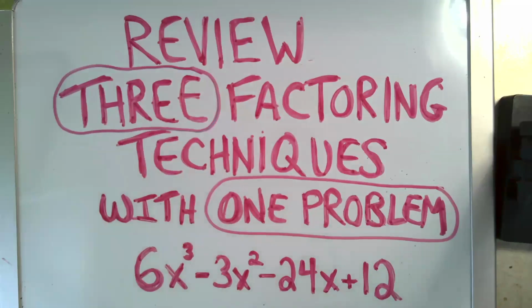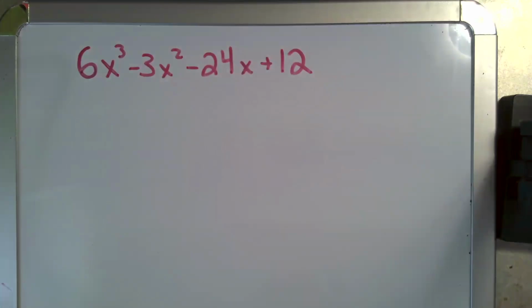Hello. Okay, this is a quick 3-for-1, one factoring problem where you get to review 3 of your factoring techniques. Let's do it. Here's the problem we're working with today. 6x cubed minus 3x squared minus 24x plus 12.